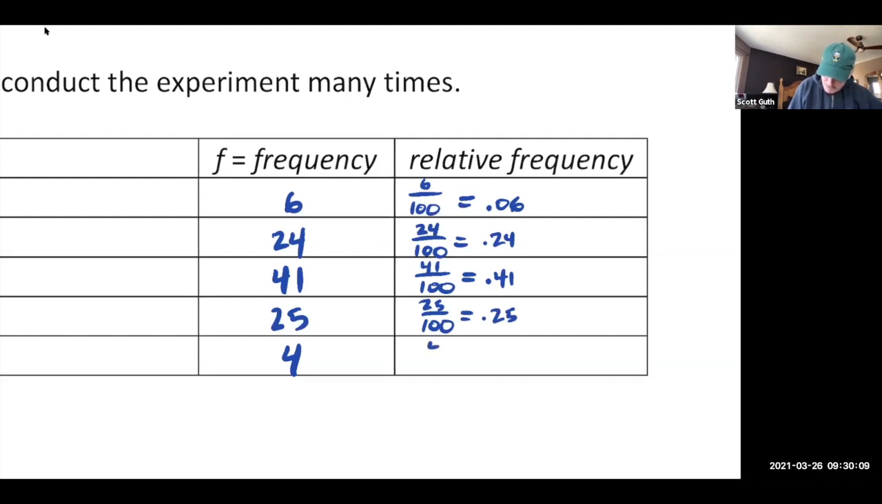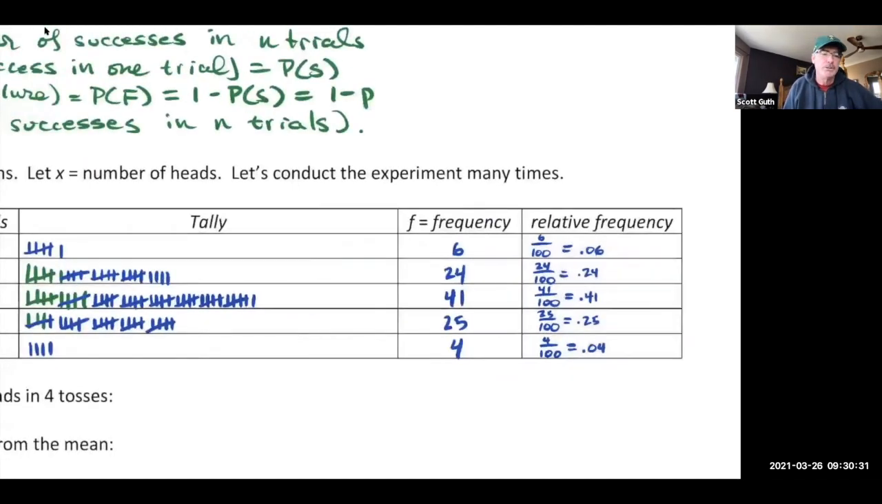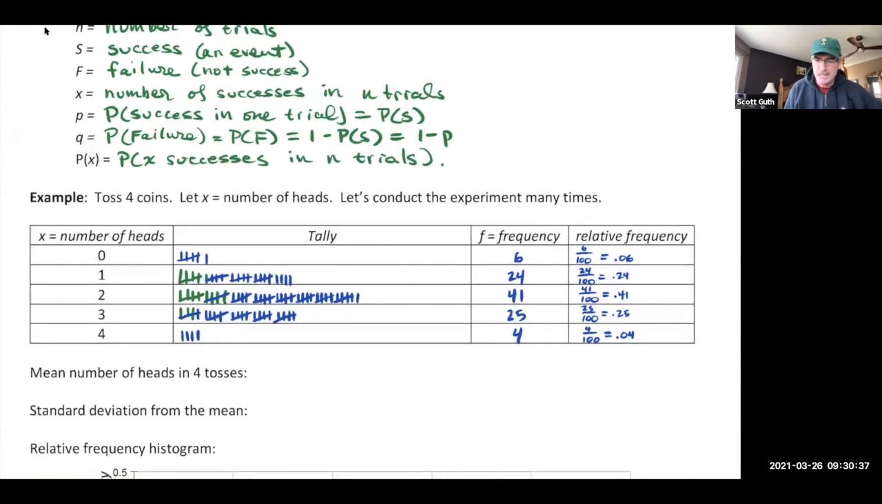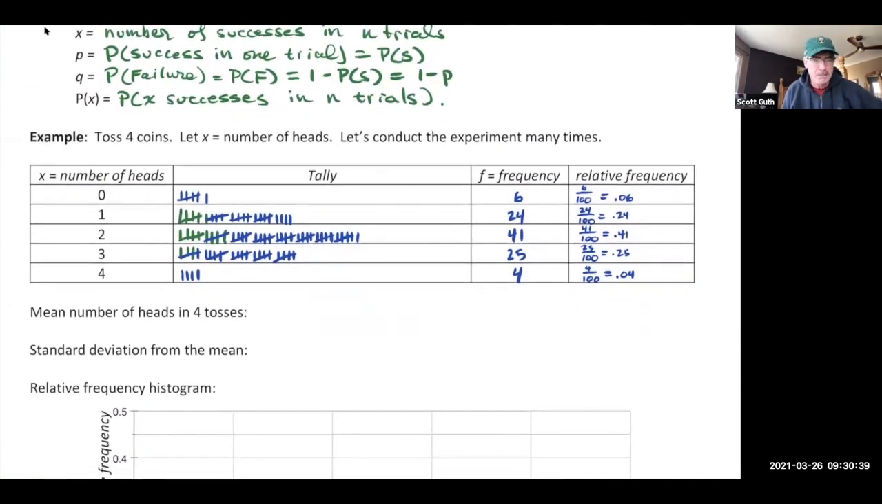These are estimates of the probabilities. In the end, we want a theoretical distribution of probability for this particular experiment and for all binomial experiments. Just remember, a binomial experiment is where you have a set number of trials. Sorry, no. The trials were the coin tosses. We did 4 trials for each of the experiments, and we conducted the experiment 100 times. Okay. All right, any questions here?